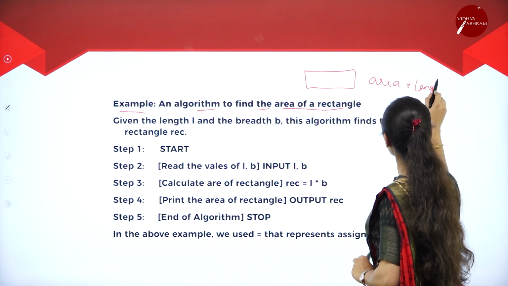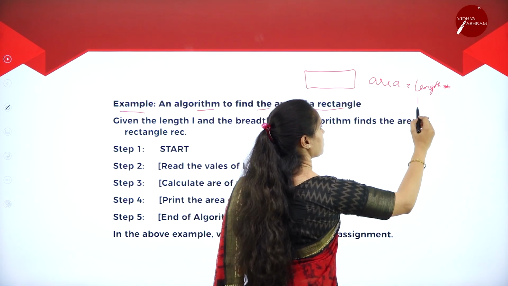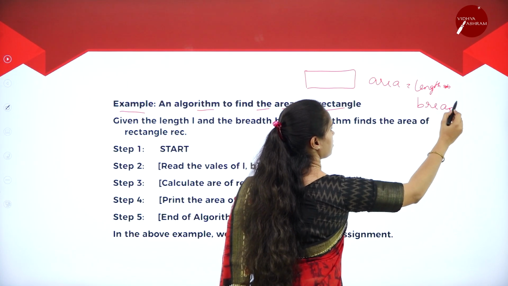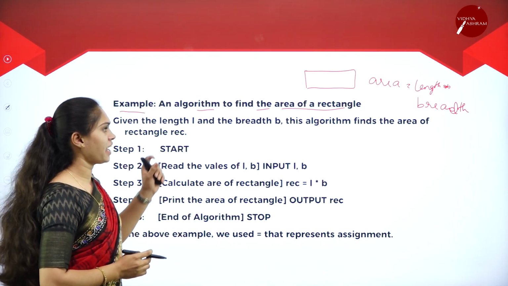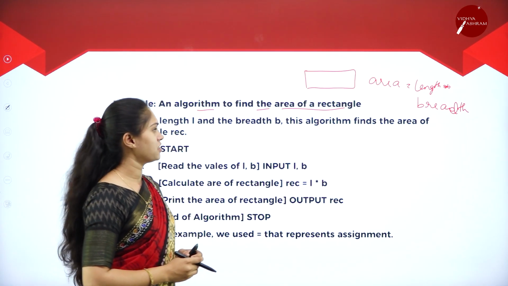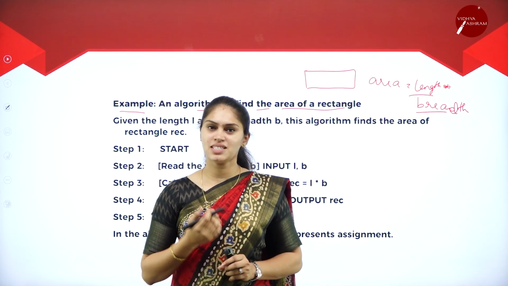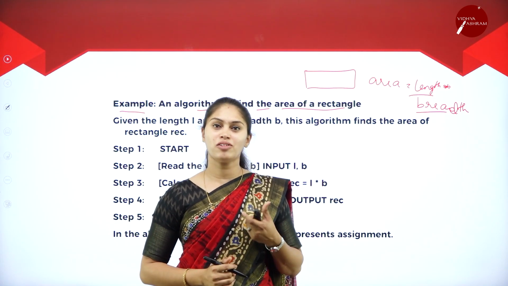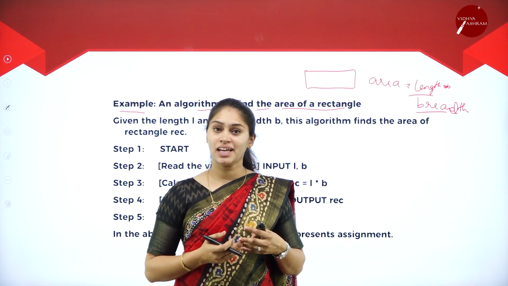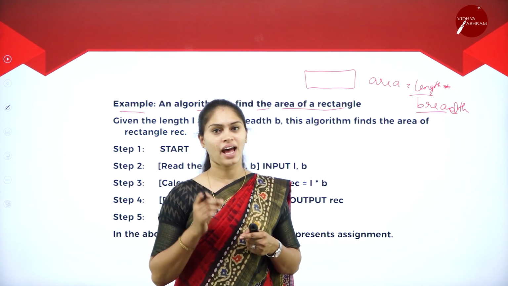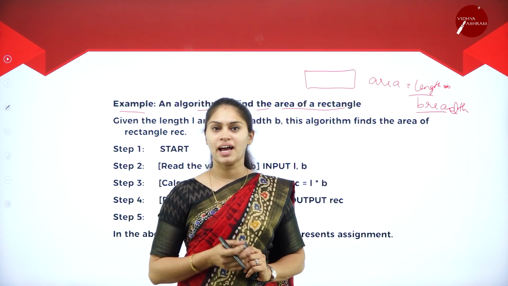Length into breadth. Okay. So this is the formula in order to identify the area of a rectangle, right? So that is what? Length and breadth. So now you have to define which is the problem here. Here I need to find the area of a rectangle. Then that is the problem definition. Then what is the analysis? What are all the inputs that we require? So the input I require is length and breadth. So those two are the values that I need to give.